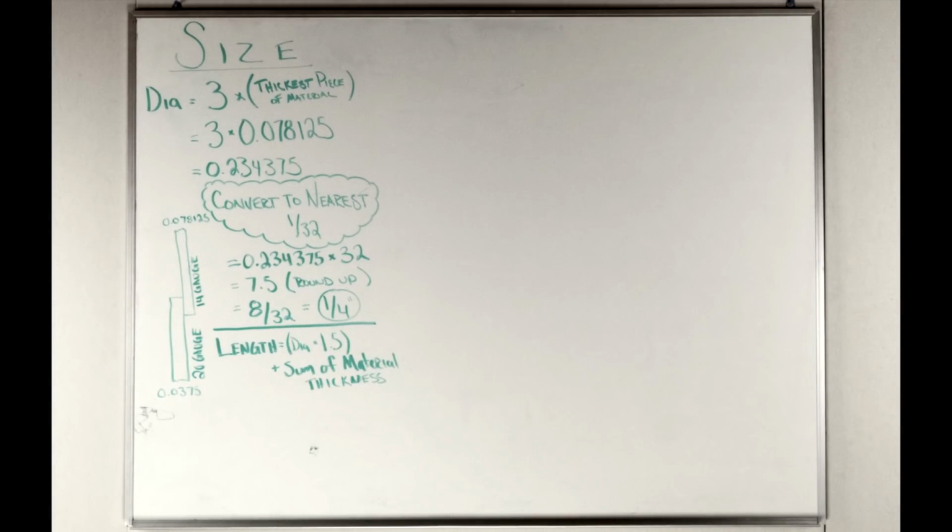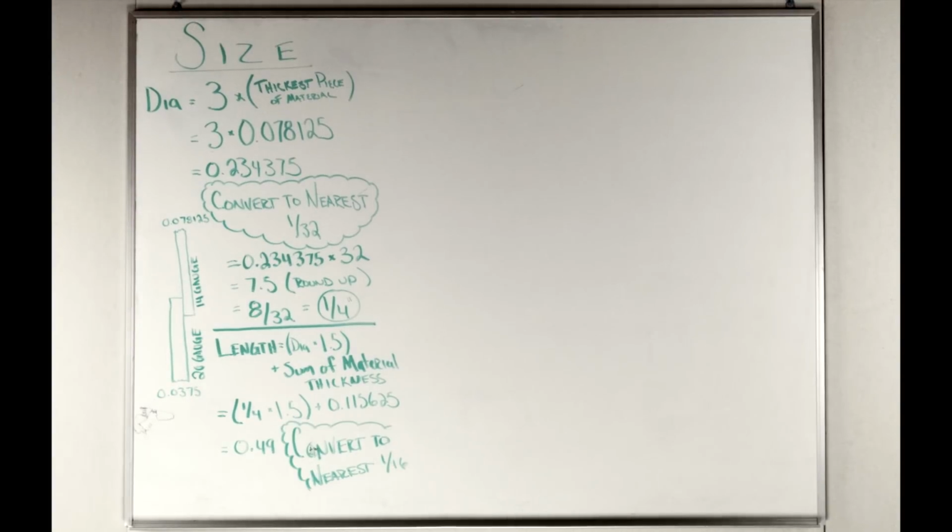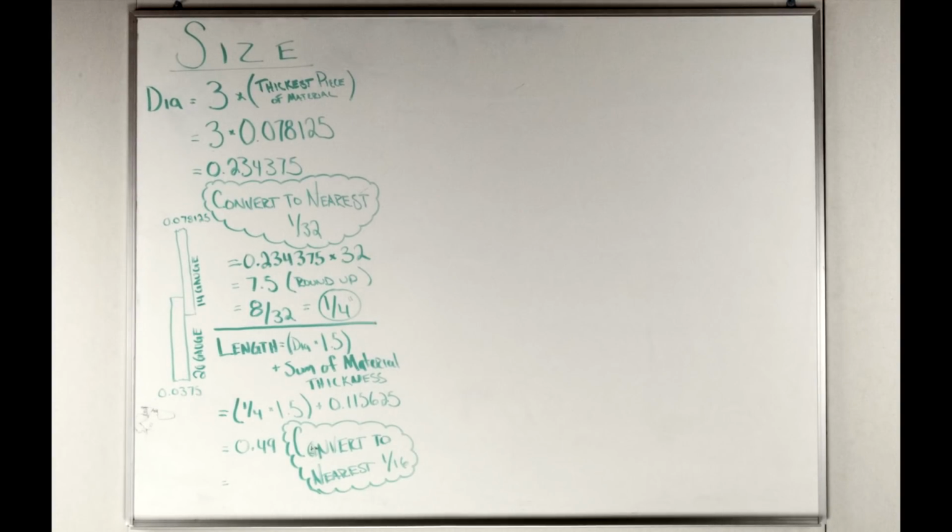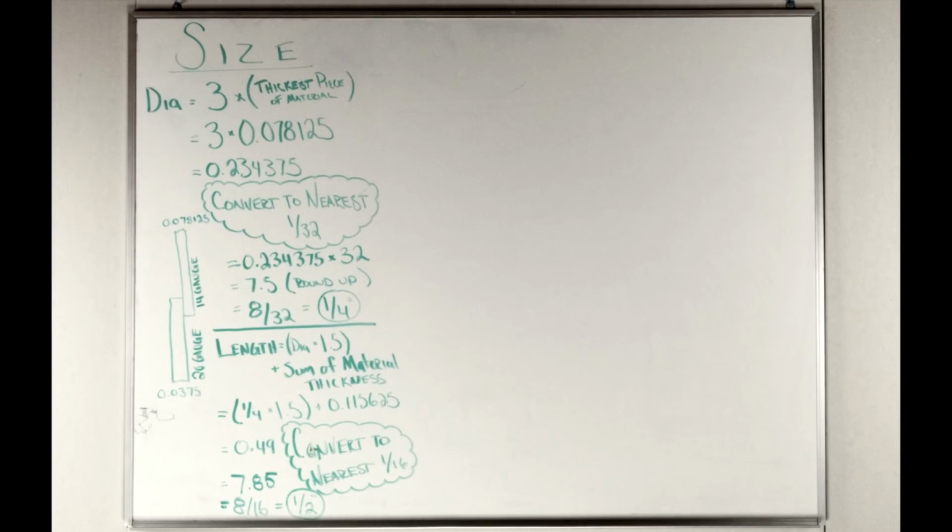Now that we have the diameter, it's time to calculate length. Length is equal to the diameter times 1.5 plus the sum of material thickness, which is equal to 1/4 times 1.5 plus our material thickness sum. And then we want to convert to the nearest 16th. This will give us 7.85. We round up again to have 8/16, which is 1/2 inch.